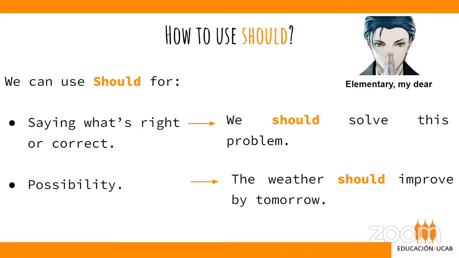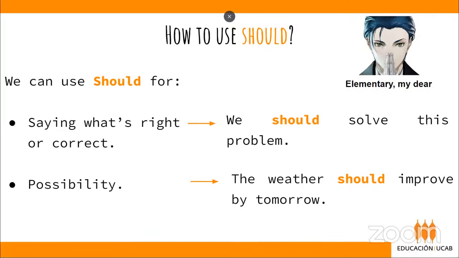Well, we can use should for saying what's right, or for a possibility. So, Jesus, could you read the example for the first example, please? Okay, we should solve this problem. Exactly. And we have the other one. I don't know if teacher Yolanda could read the second example. Of course, it's a pleasure. The weather should improve by tomorrow. Exactly. And we hope the weather indeed improves for tomorrow. Yes.